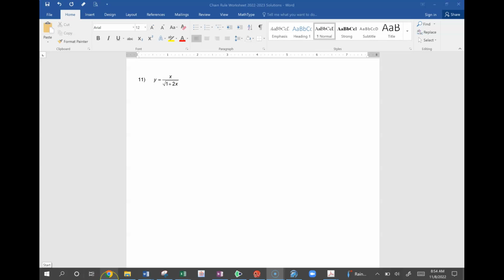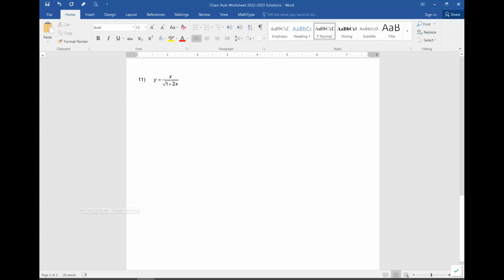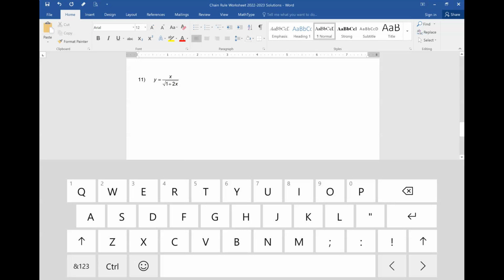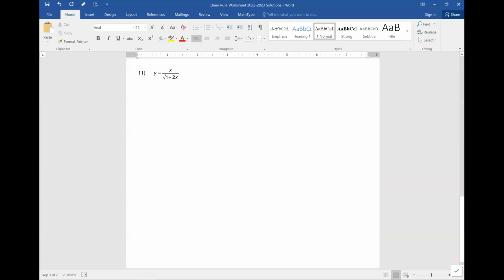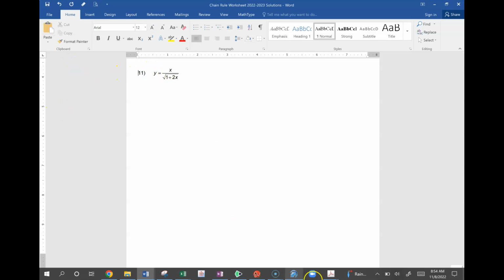So at first glance, what do you think you have to do for this problem? Like, how are we going to start taking a derivative? Move the 1 plus 2x to the top and put the exponent of 1/2. Okay, so here you have x over the square root of 1 plus 2x, right?